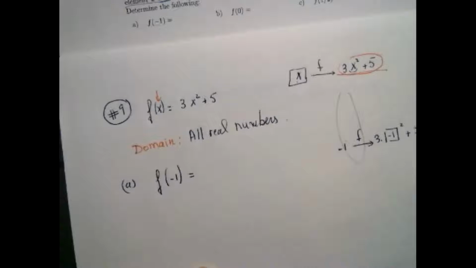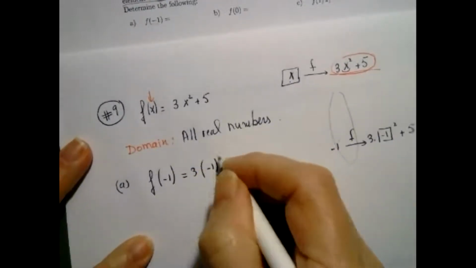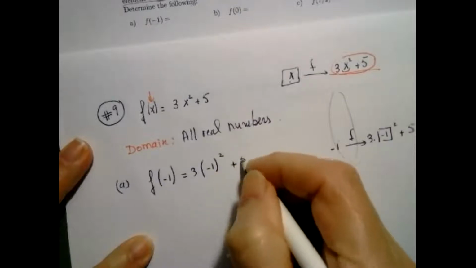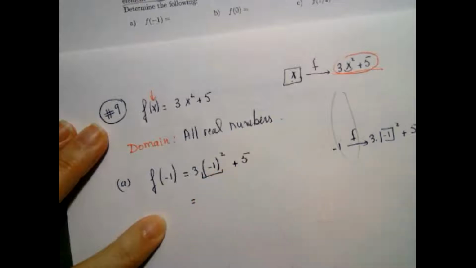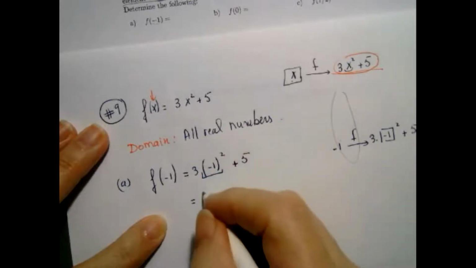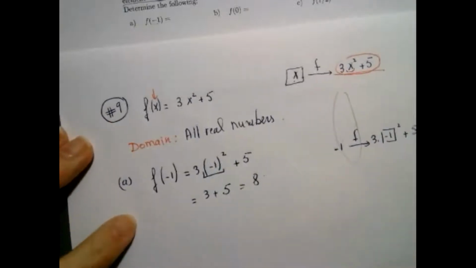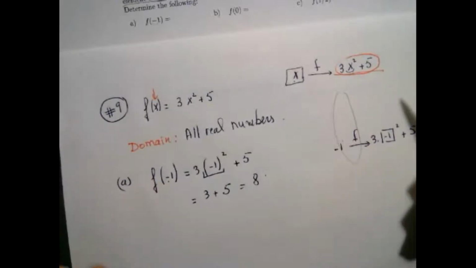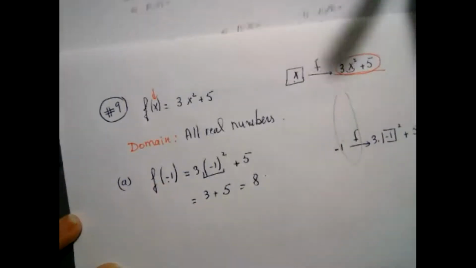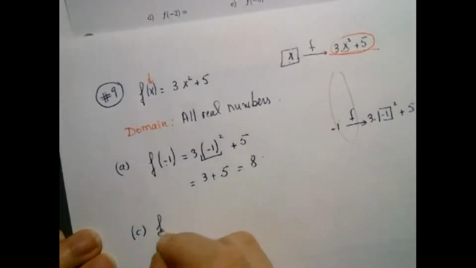So what is f of minus 1? It's 3 times minus 1 squared plus 5. Okay, so it means minus 1 squared is 1, right? So it's 3 plus 5 equal to 8. That's how my function works. Whatever you give it, it's 3 times what you give it, squared, plus 5. Okay. So let's do 2 more along the same line. So I will do, for example, C. Okay. F of 1/2.